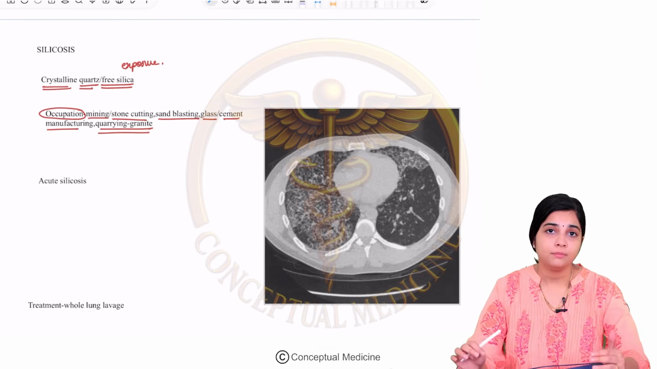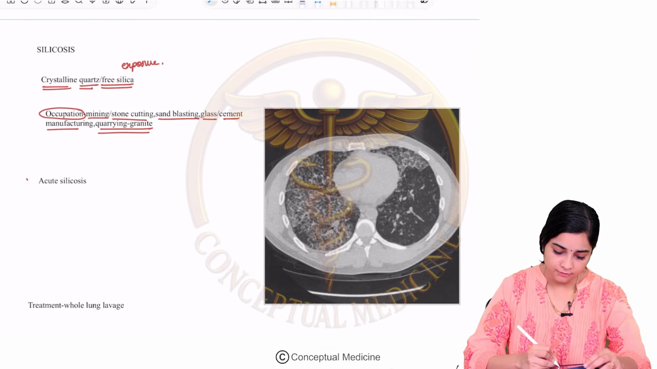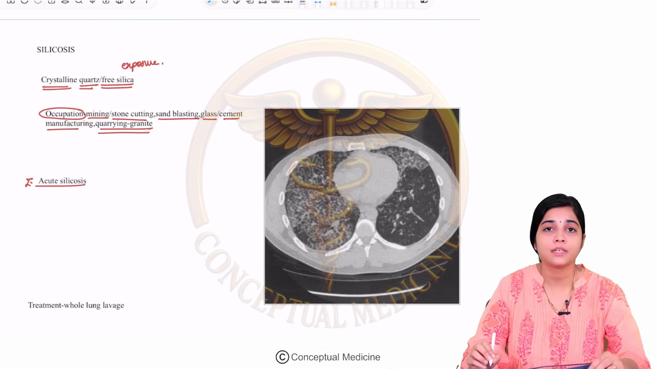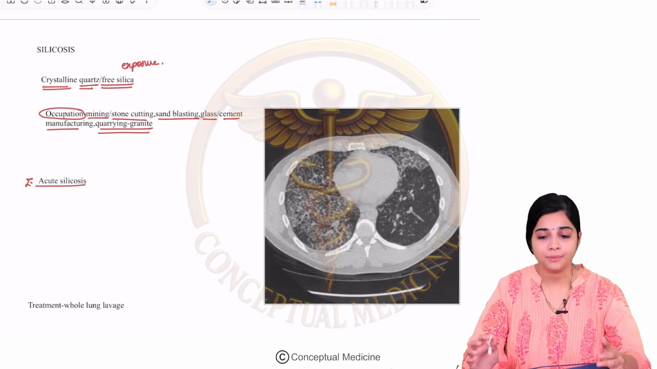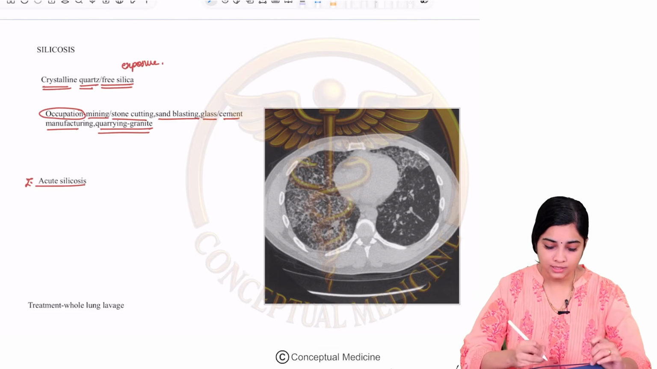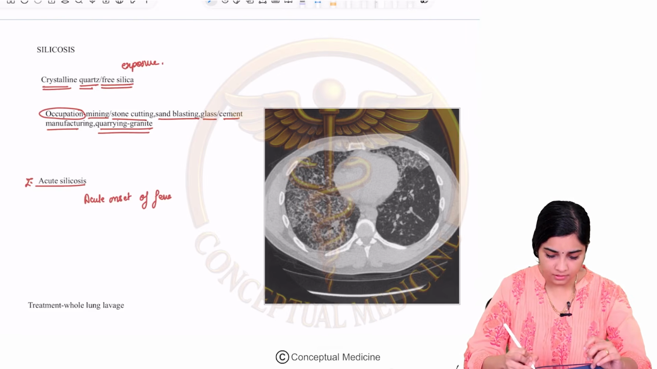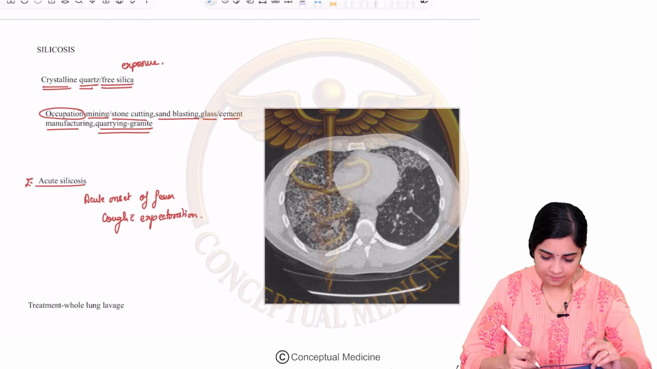So silicosis can be of two types. So first form is your acute silicosis. Acute silicosis occurs whenever you have high quantities of silica inhalation where they present acutely. So these present with acute onset of fever, cough with expectoration, and respiratory failure.